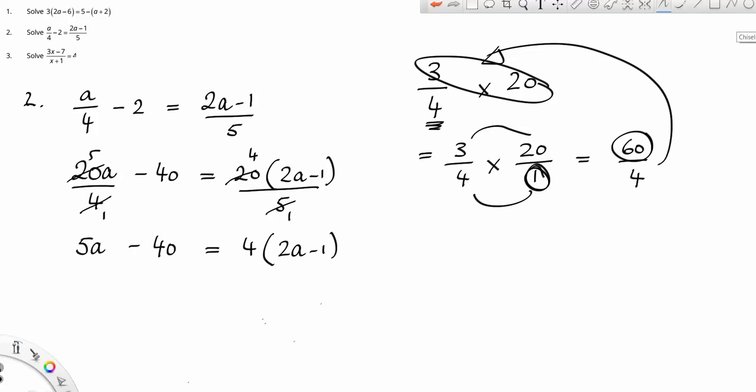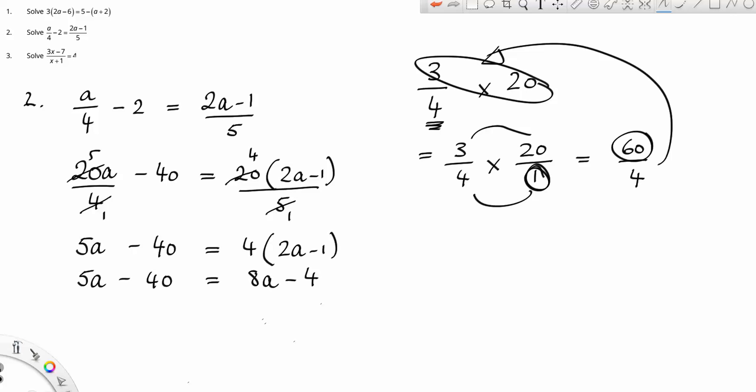So the next step here, I've got brackets. So let's expand those brackets. That's not going to change the left-hand side. But the right-hand side is now going to be 4 times 2a is 8a, and 4 times minus 1 is minus 4. Alright, so that's looking better.